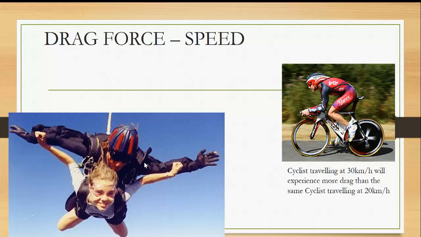Okay, so if we're looking at 2 cyclists, they weigh exactly the same, they have the same shape, everything else is the same, and one's going at 30 kilometers an hour and the other one's going at 20, the one at 30 will experience more drag against them. Yes, they are going faster, but they're having to work harder to stay 10 kilometers per hour faster than the other cyclist because of the increased drag they are facing compared to the person who's going slower.